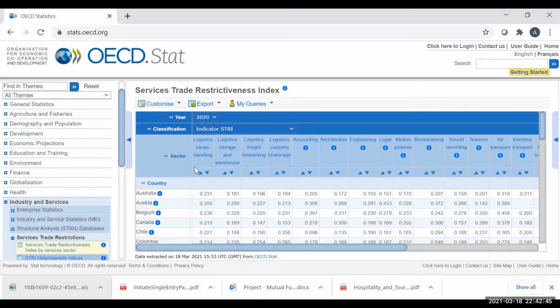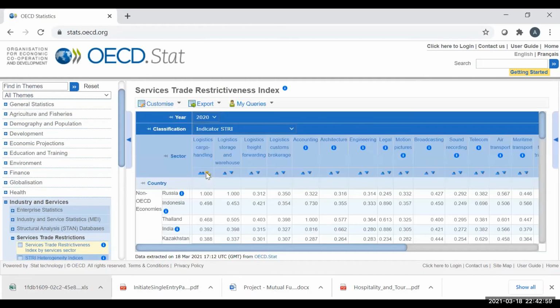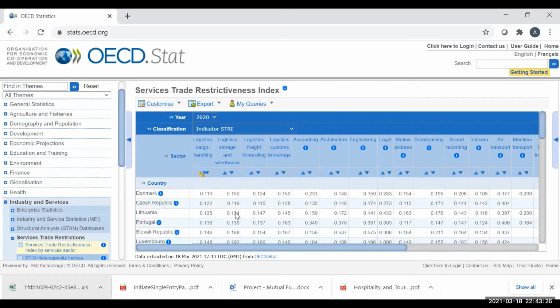There also is a provision to sort the STRI for individual services sector. For example, for logistic cargo handling, we can see that Russia is having the index value of 1, which means that a lot of restrictions are there as far as logistic cargo handling is concerned. On the other hand, the value for Denmark is 0.119, which indicates that the country is having liberal policies.